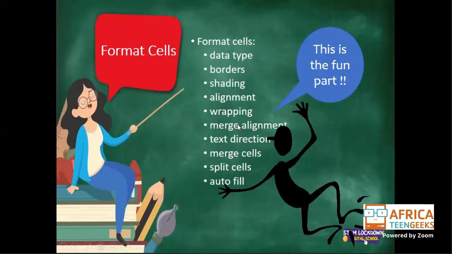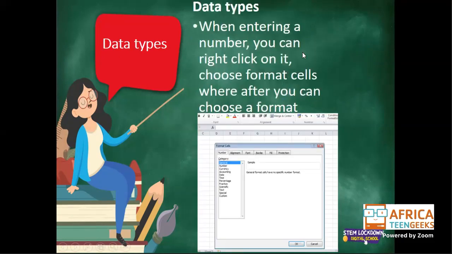Now I'm continuing formatting of the cell again. So when you format the cell, you can do this. This is very fun, guys. Like data type, you know about the data types now. Now we're going to talk about the borders and shading and alignments and merging, text direction, merge cells and split them and autofilling. This is what we have to cover. Okay, Pile, no problem. Data type, when entering a number, you can right click on it like you have seen, choose format cell, where after you can choose what format you want, then this one you have seen.